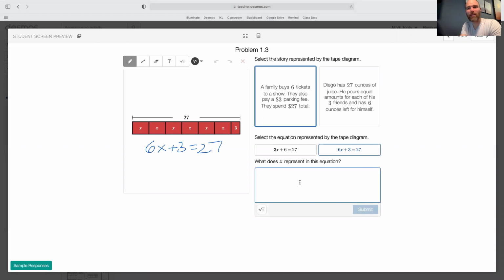Okay, and then what does x represent in this situation? So we need to define the variable. X represents the... let's look back up at the problem. It said the family bought 6 tickets to the show. That's the thing we don't know: how much did those tickets cost? The cost of each ticket to the show. Boom, variable has been defined, and we can move on.